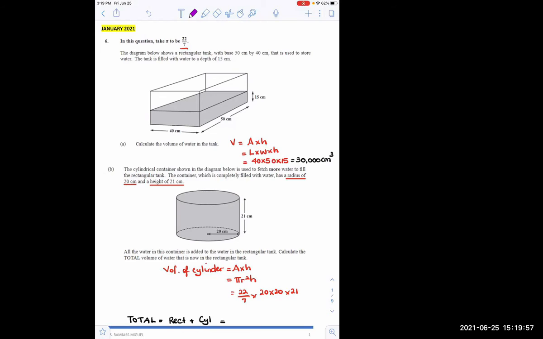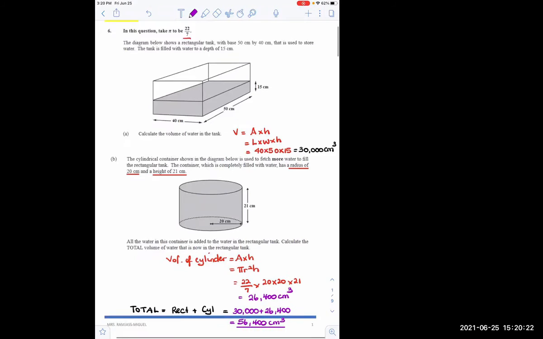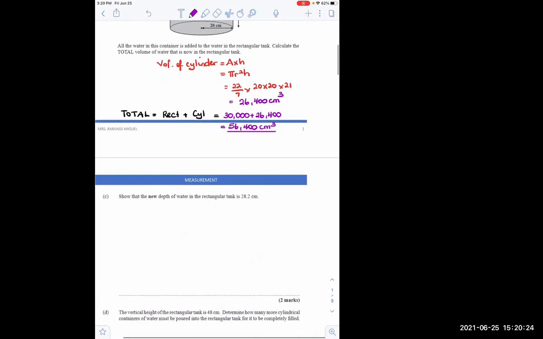All right, here I have 26,400 centimeter cube. So the total volume would be 30,000, right, plus 26,400, which is 56,400 centimeter cube. Did you all get that? Yes, miss. Very good.